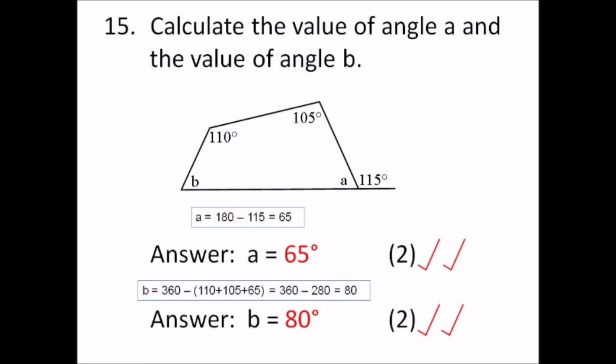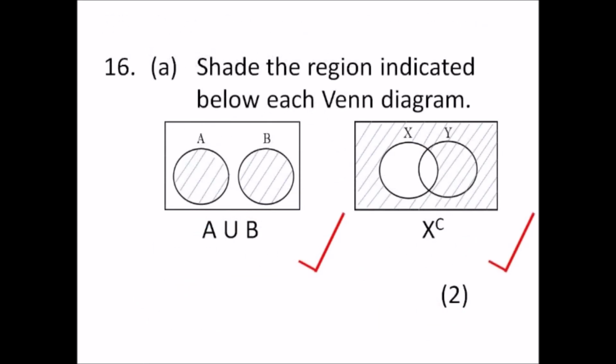And you would get 80 degrees. So 360 minus 280 gives you 80 degrees. That's it. 4 big marks for number 15. And I hope you got those.